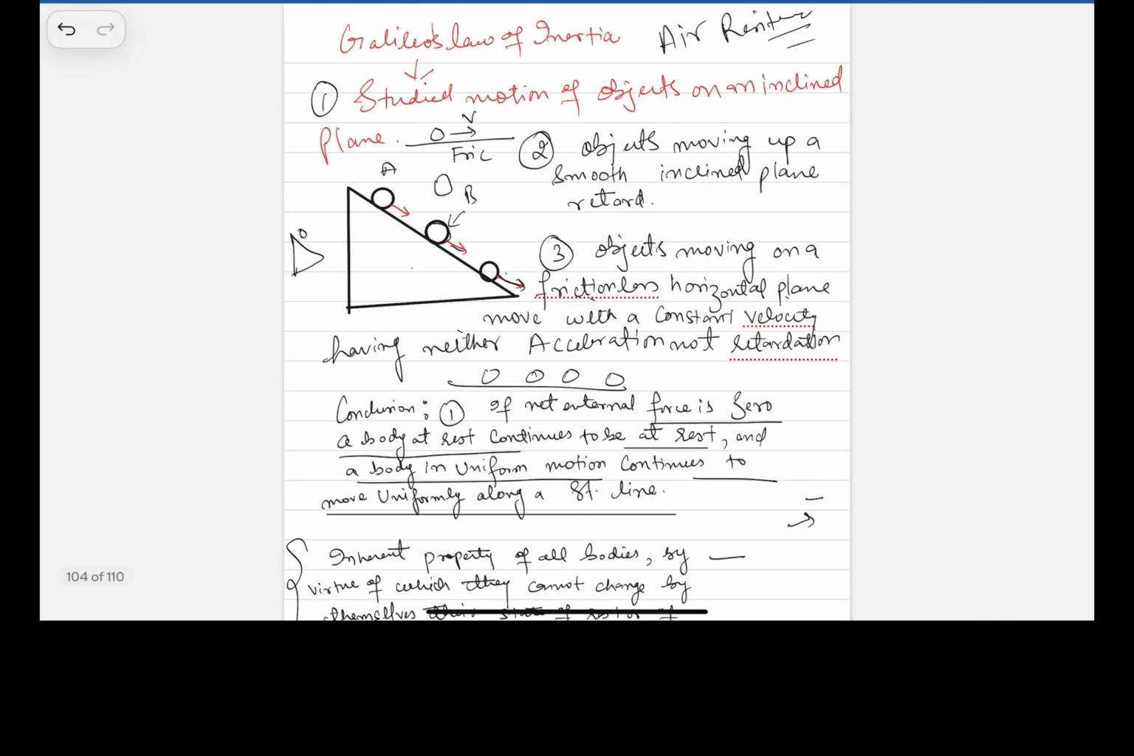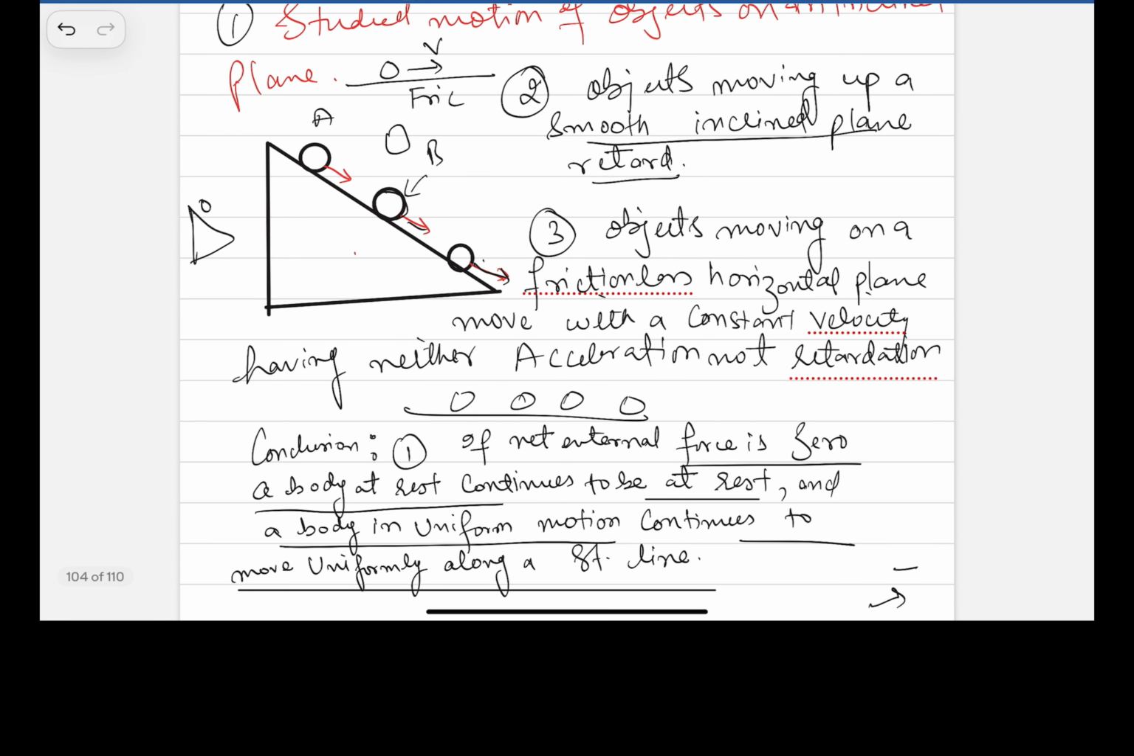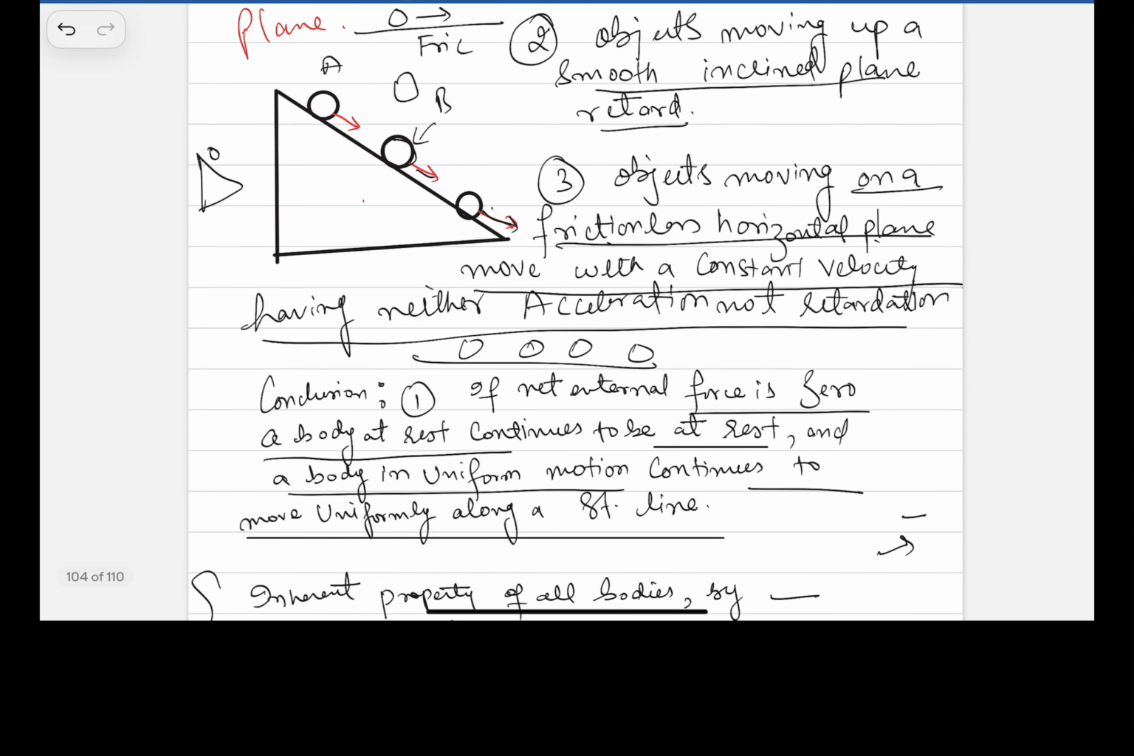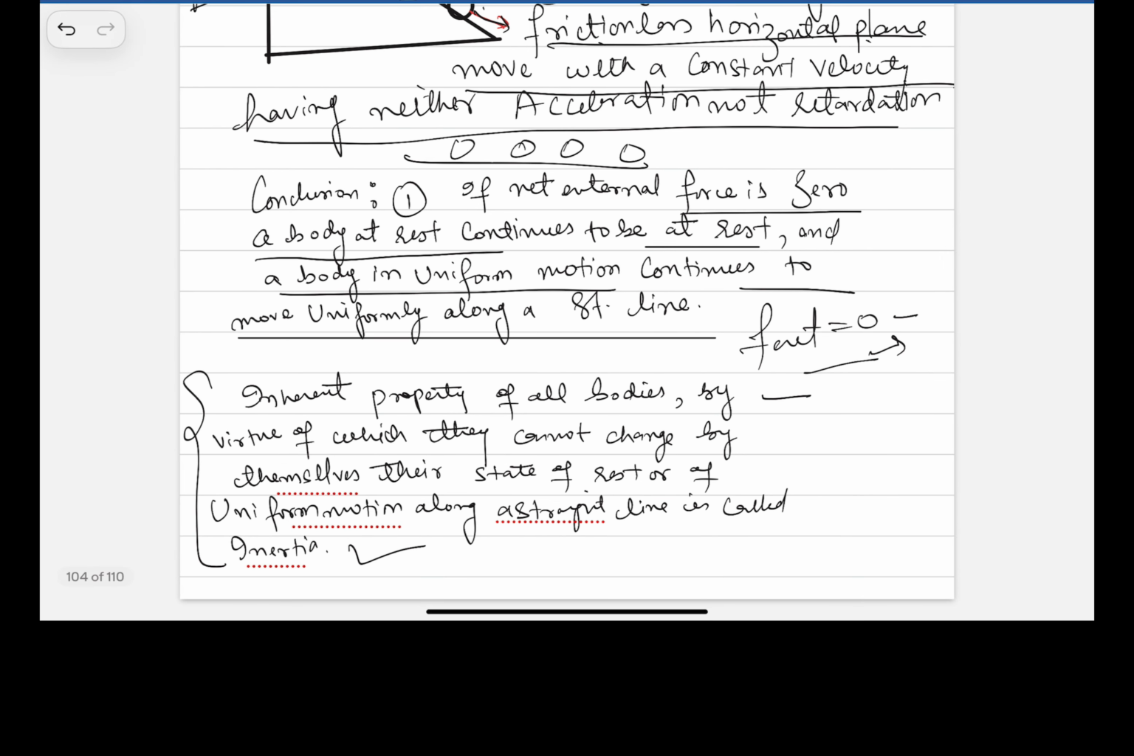So this experiment studies the motion of an object on an inclined plane. Second, objects moving up a smooth inclined plane are retarded. Objects moving on a frictionless horizontal plane move with constant velocity, having neither acceleration nor retardation. So the conclusion he observed is that if the net external force is 0, if F external is equal to 0, a body at rest continues to be at rest, and a body in uniform motion continues to be in uniform motion.